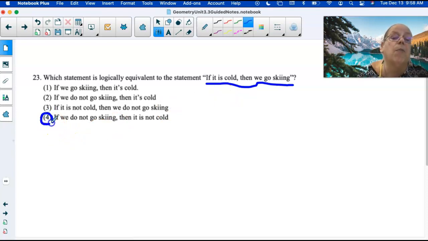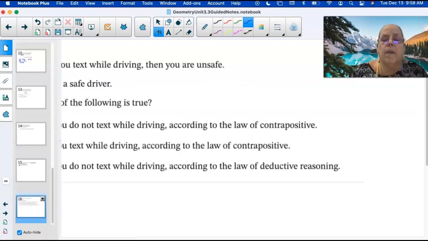All right, so the inverse would be if it's not cold, then we don't go skiing. The converse is if we go skiing, then it's cold. The contrapositive is marrying those two. Okay, and the final one we're going to do is important.